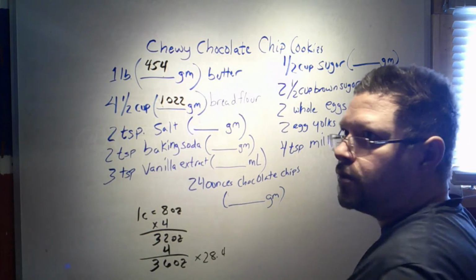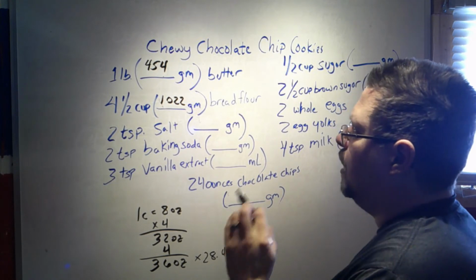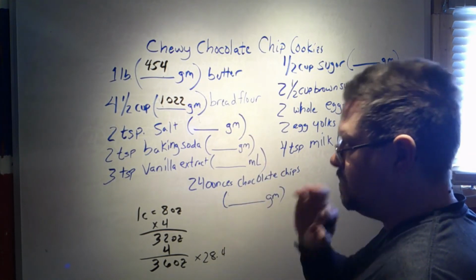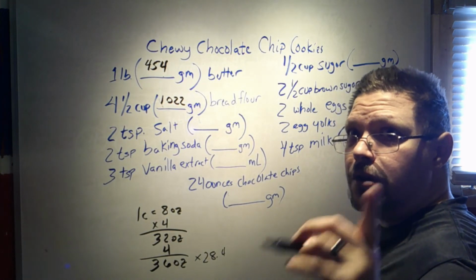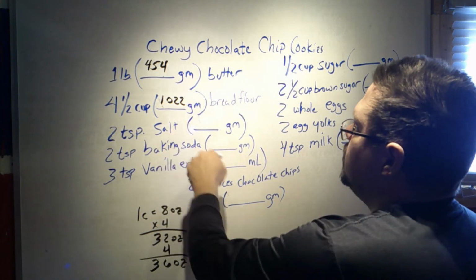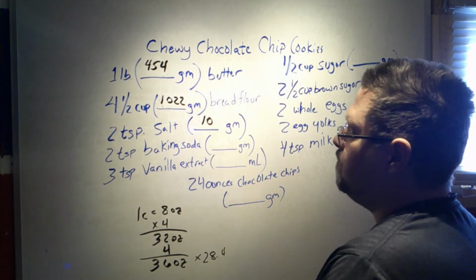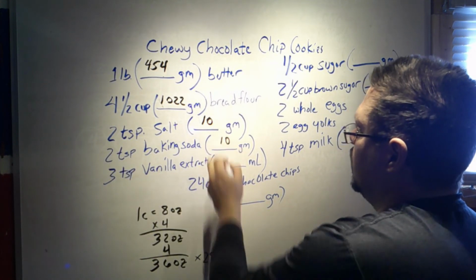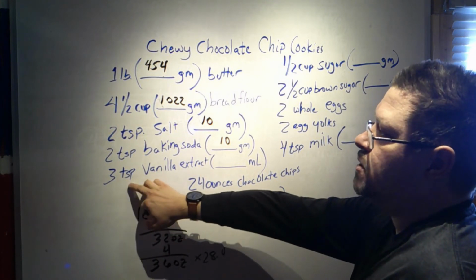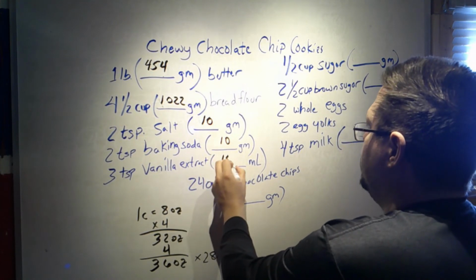2 teaspoons of salt. One of the measurements I left off in the previous portion of this video is that I had salt, or I had teaspoons measured in milliliters. Milliliters and grams are the same. So 2 teaspoons times 5 grams, that means this is going to be 10. 2 teaspoons of baking soda, again 10 grams. 3 teaspoons of vanilla extract. 3 teaspoons is really technically 1 tablespoon. That's going to be 15 milliliters.